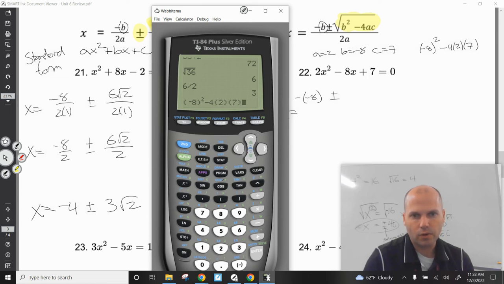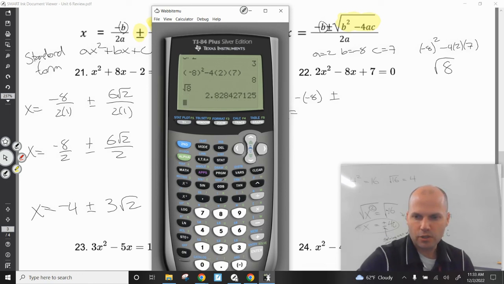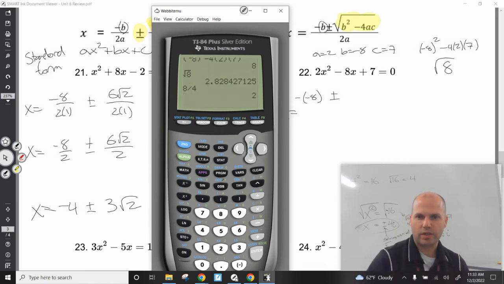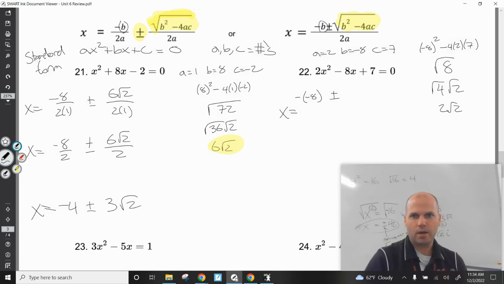Just so you don't freak out, that 8 is under the square root. What's the square root of 8? Can't do it. Can you take 8 and divide it by a perfect square like 4? Yes. 4 times 2 is 8. Root 4 root 2 is root 8. 2 root 2 is root 8. Up here is 2 root 2. This is divided by 2 times a.